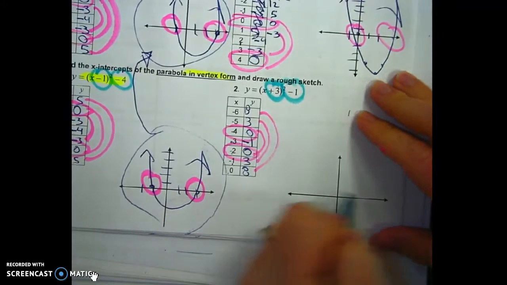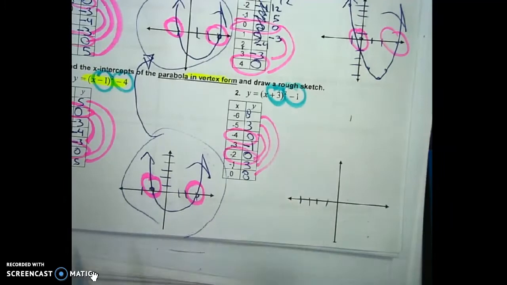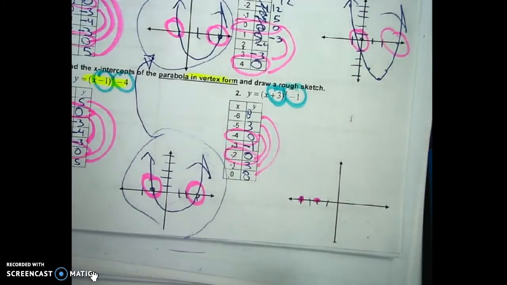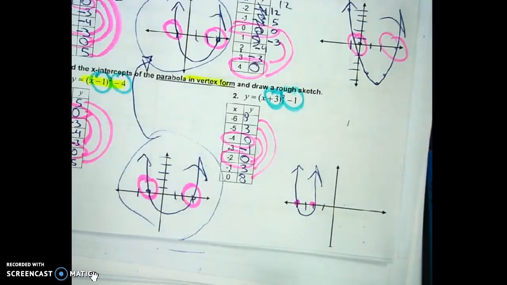And then I'm just going to graph it. 1, 2, 3, 4. And then 2. Honestly, you can fake the rest. So you got the negative 2 and the negative 4. And just fake it, okay? Because I want you to get the idea of the x-intercepts.